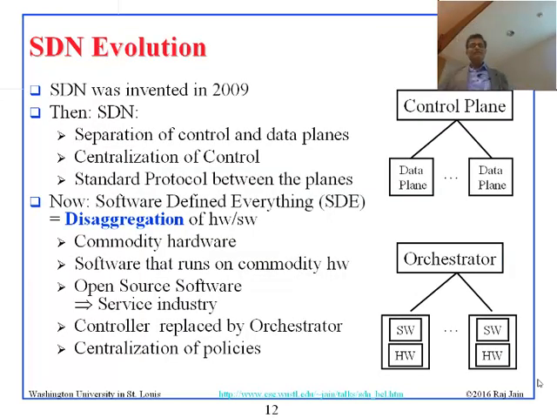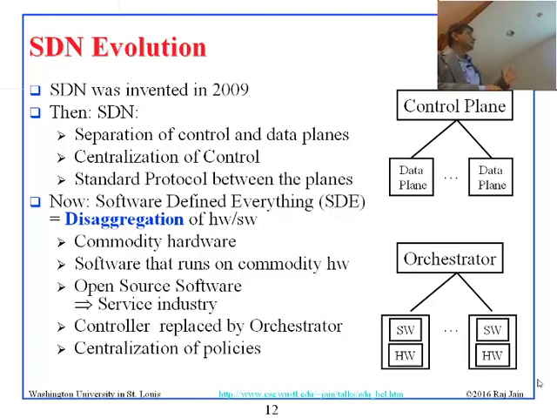So what is happening to SDN? SDN was invented in 2009 by a student at Stanford. Now that student formed a company called Nicira. He sold it for $1 billion to VMware, so he's rich now. He got paid well for that invention, and now I think he is just investing in different companies. But anyway, at that time, SDN was separation of control plane and data plane. So you had control plane, and then there was data plane.